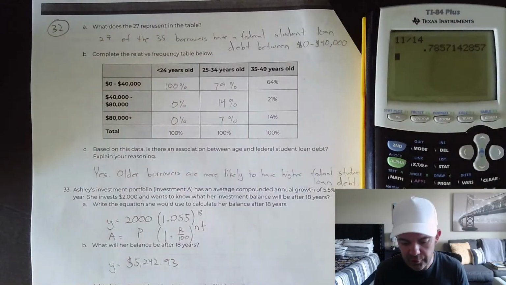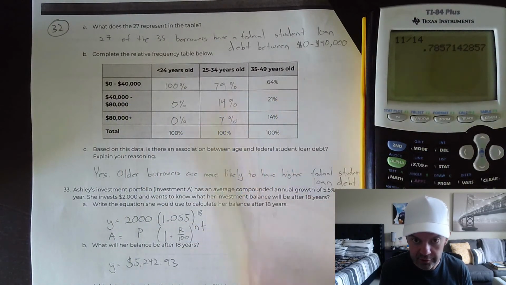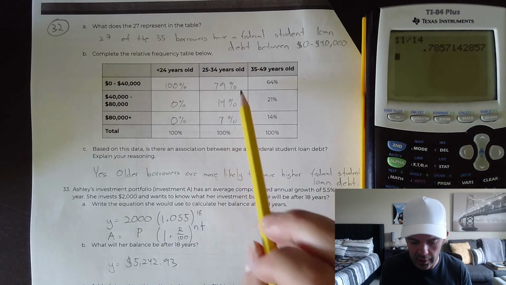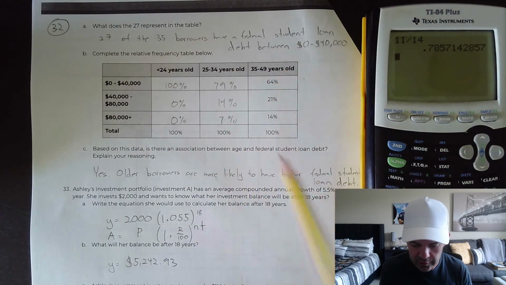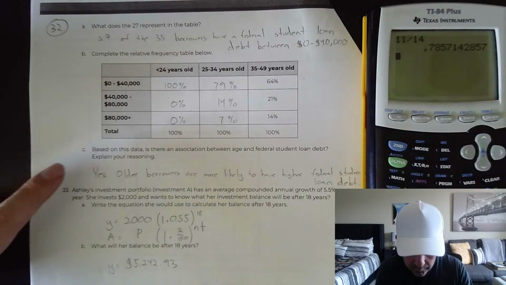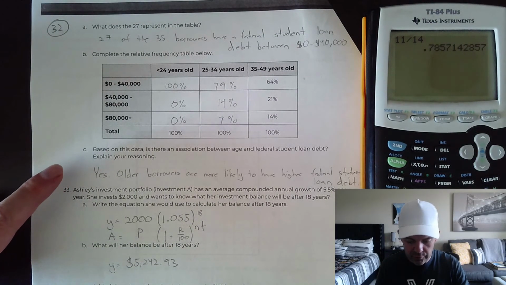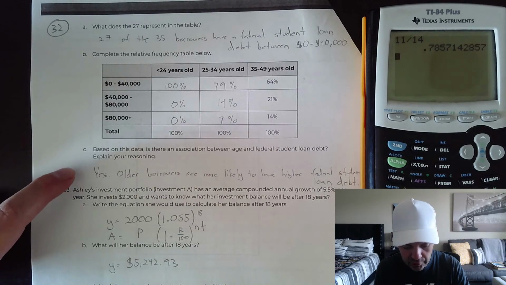I'm not going to spend too much time on this one, but you basically just go through and find the percentage just like I did for that 79%. And then all of these should add up to 100 in each column. So if you have a question about that, ask at the end of the video. There will be a chance for you to do that. Then it says, based on this data, is there an association between age and federal student loan debt?